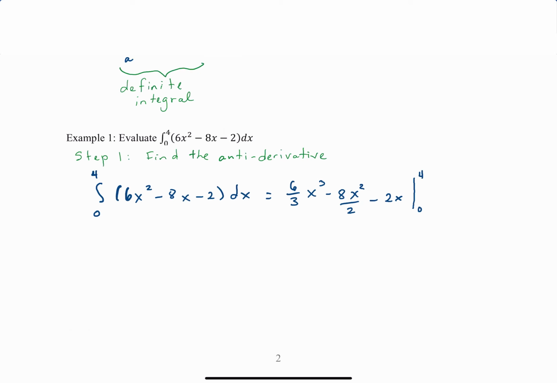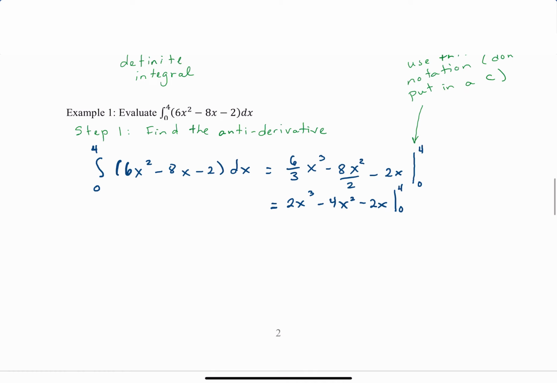And you do need to use this notation. And you don't put in a c. The c's would just get canceled out when we subtract it anyway, so there's no point in complicating the problem. Let's go ahead and simplify this. So we have 2x cubed minus 4x squared minus 2x. And again, I need this notation to indicate I'm not indicating just that expression, but I'm indicating that I'm plugging two numbers in and subtracting.